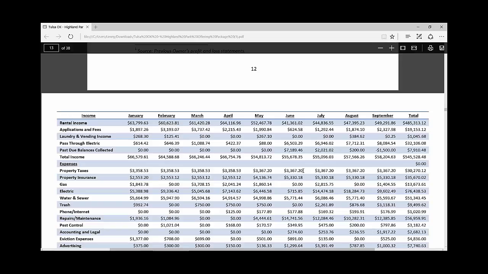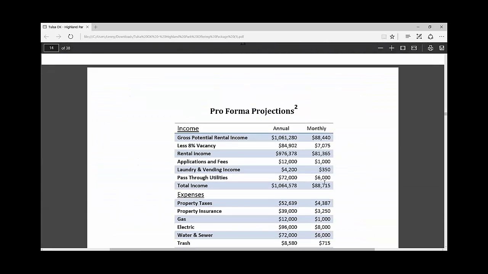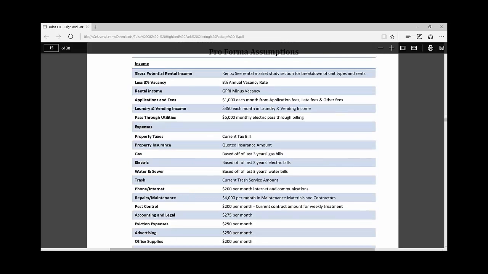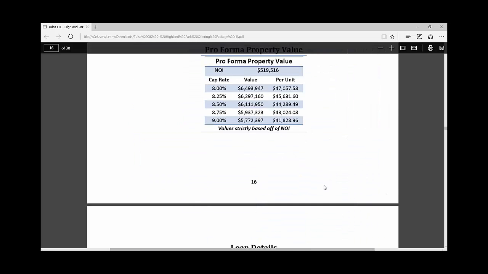Yeah, there we are. All right, so this is where I'm going to start doing my calculations for the cash flow analyzer. As you can see, I've got numbers from January through December. What's missing here, and this is going to be a problem. Take a look at this, a pro forma. I don't care about the pro forma. And here are the pro forma assumptions. I don't care about that. Here are the 5-year projections. I don't care about that.